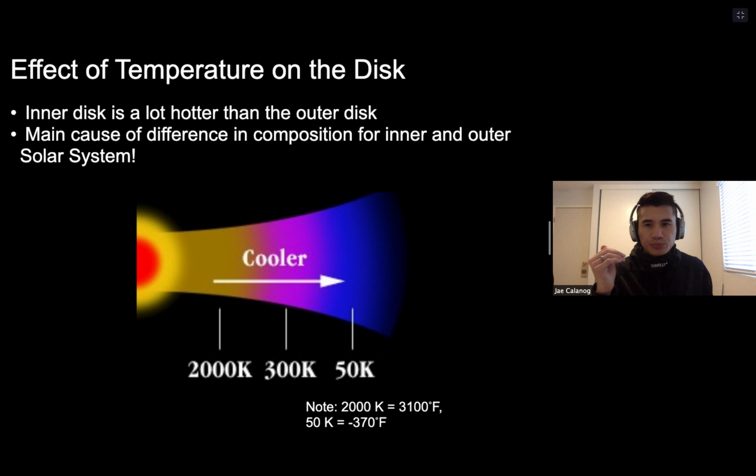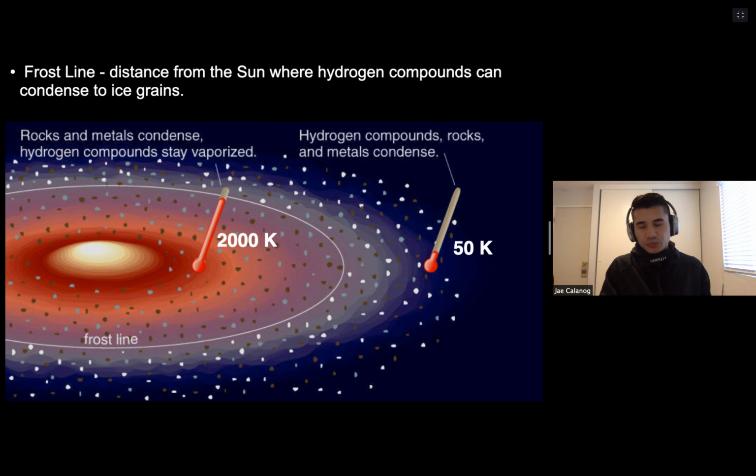These are really freezing temperatures when you're out this far. And this turns out to be the main cause of how the planets are arranged, because it leads to a big difference in composition between the inner and the outer parts of the solar system. When you look at the solar system, you will find a strict divide between where rocky and metallic materials are found versus where hydrogen compounds, or icy materials, are found.